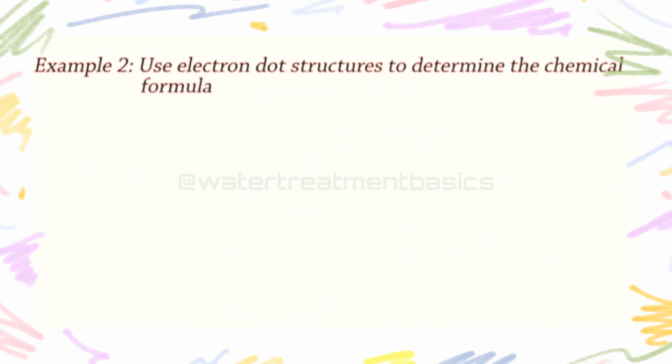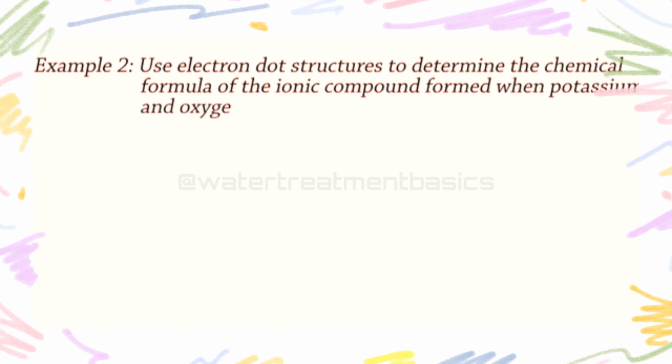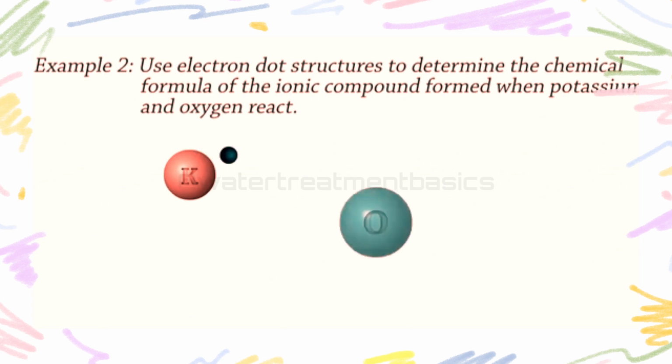Let's do another example and use electron dot structures to determine the chemical formula of the ionic compound formed when potassium and oxygen react. Potassium is a metal that has 1 valence electron. Oxygen is a nonmetal that has 6 valence electrons.